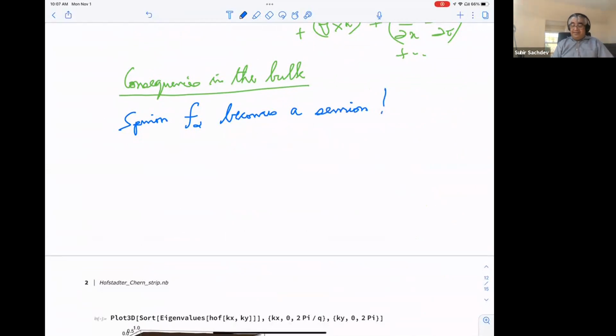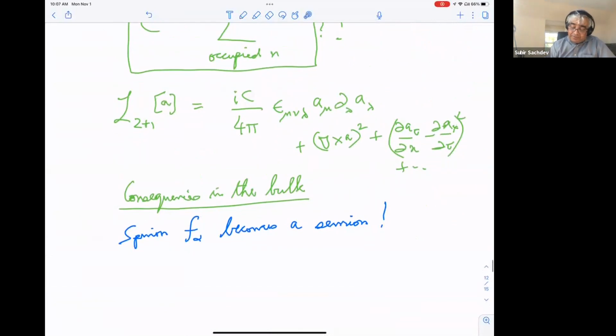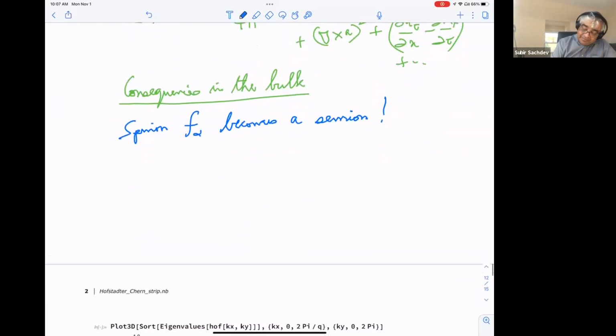Okay. So where does that happen? Well, that happens, of course, because of this all-important Chern-Simons term that we have deduced in the bulk. Also in this case, what is the value of C? We have to specify the value of C. C turns out to be 2 for the chiral spin liquid. When we talk about the fractional quantum Hall states, it will have other values, but right now it's 2.